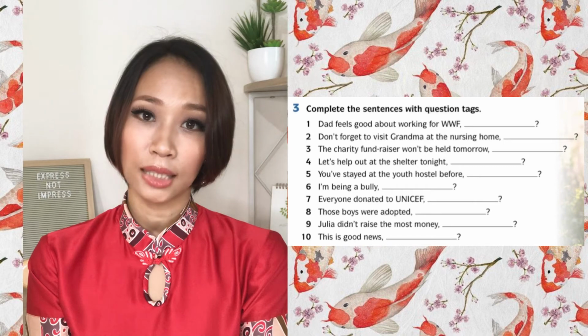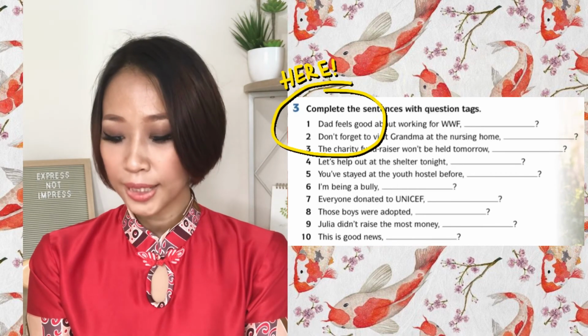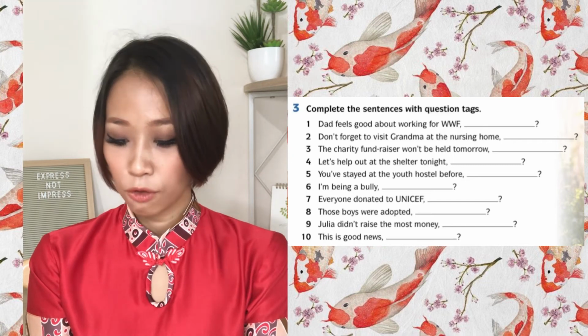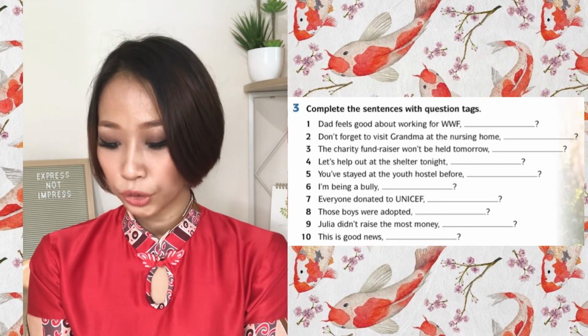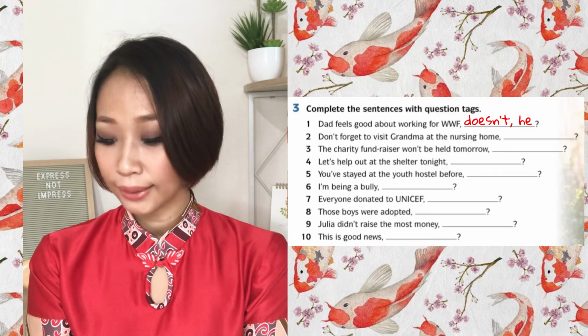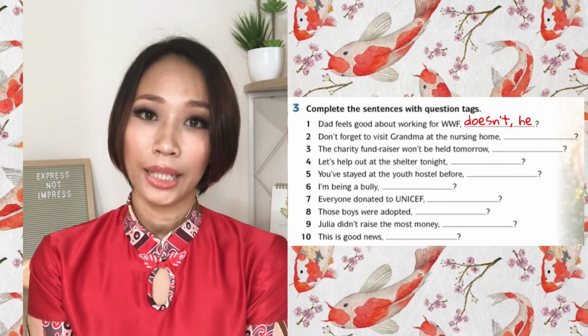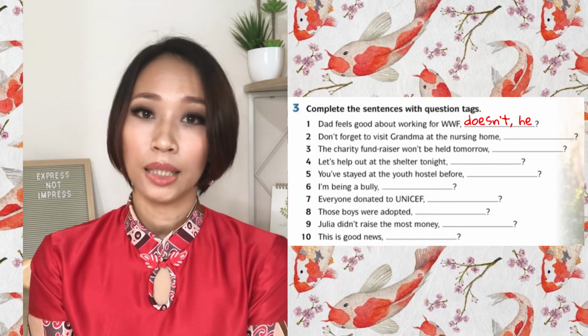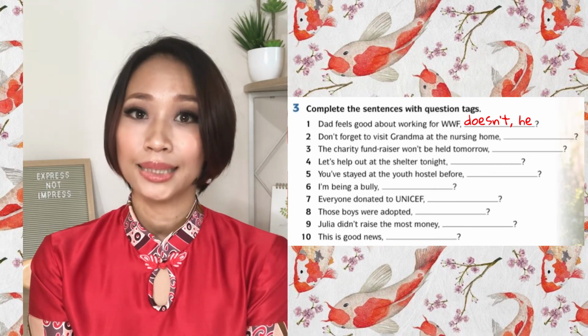Now, let's look at the exercises. Exercise 3. Complete the sentences with question tags. Isi tempat kosong dengan question tags. For example, number 1. Dad feels good about working for WWF, doesn't he? So, ayat ini adalah ayat affirmative. So, question tag dia mesti negatif. Dan ayat ini adalah dalam present tense. That's why kita guna doesn't he.